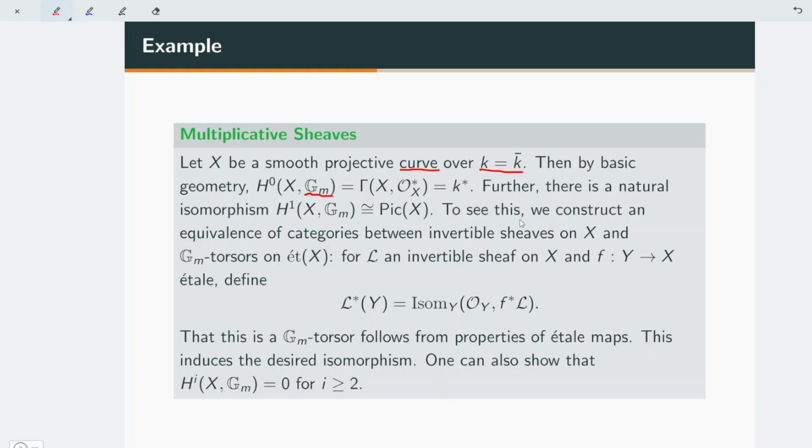What about H1? Well, it turns out that there's a natural isomorphism between the first cohomology with coefficients in Gm and the Picard group of X. So for purposes of this slide, you can think of the Picard group as being isomorphism classes of invertible sheaves on X. Now, how do we prove that?